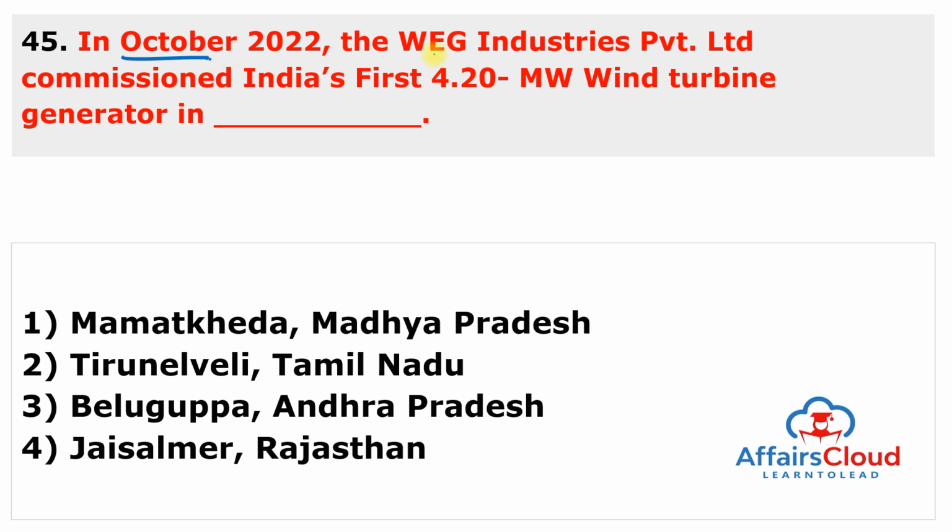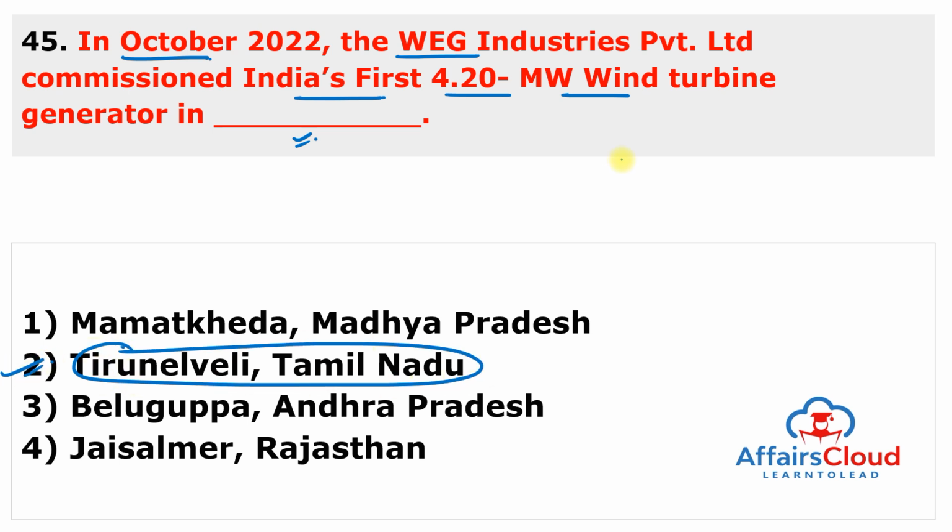In October 2022, the WEG Industries Private Limited commissioned India's first 4.20 megawatt wind turbine generator in which area? Exact area is Tirunelveli in Tamil Nadu. So answer of this question is second. WEG Industries Private Limited commissioned India's first state-of-art 4.20 megawatt wind turbine generator, which is a single unit with the largest generation capacity, at Tirunelveli in Tamil Nadu at a cost of 88 crore rupees. And Gujarat and Tamil Nadu will be the main players in this power generation mission.